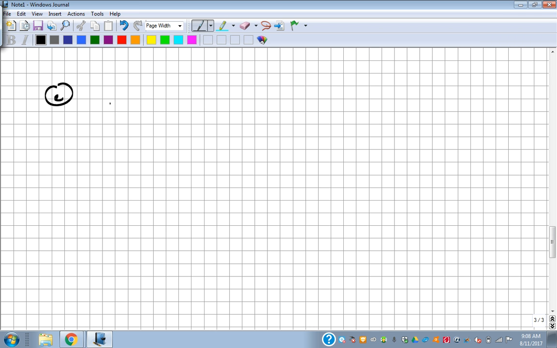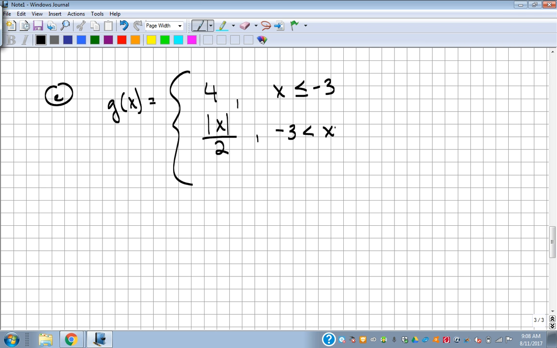Throw this one at you here. G of x. Here are our pieces. Negative x plus 4 for x's that are less than or equal to negative 3. And this is the curveball. Absolute value of x over 2 from negative 3 to 1. And then let's do x plus 2 for x is greater than or equal to 1. So the inequalities overlap on this one, but still same process.